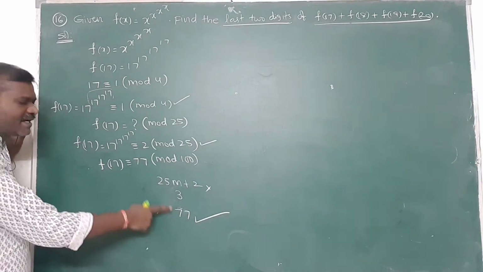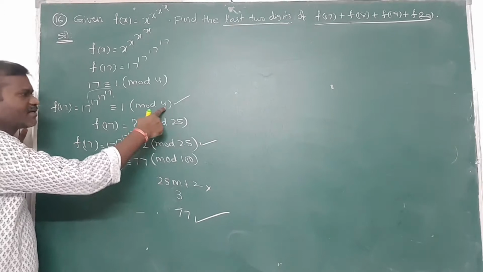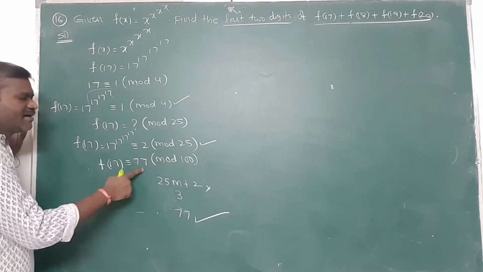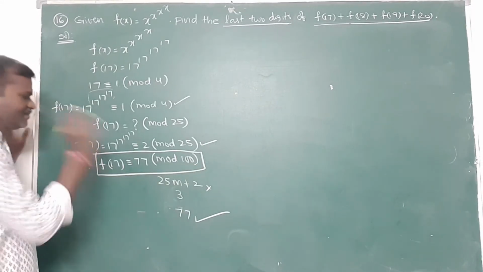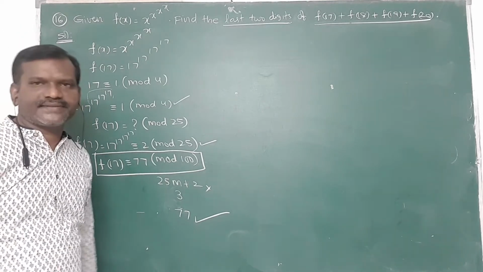I found the number here which satisfies both these conditions. That means the number divisible by 4 and 25 leaves the remainder 77. So when divided by 100, the remainder is 77. This is the first part, f of 17 part.